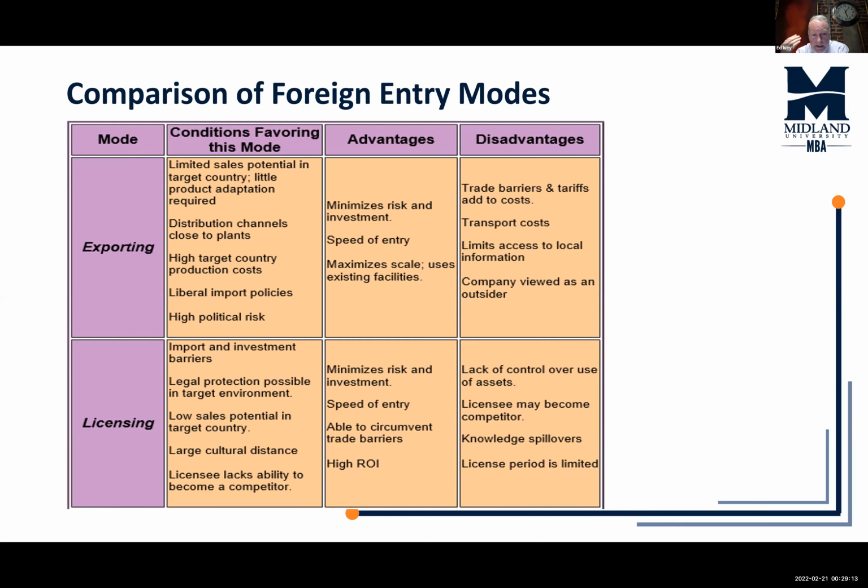producer. Licensing is the next step up in risk. So export and import has the lowest risk. Licensing has the next lowest risk. And so what are some conditions that favor licensing? It's when you have import barriers and investment barriers, and therefore you may wish to license your processes there. If legal protection is possible in that target environment, again, that lends itself to licensing.